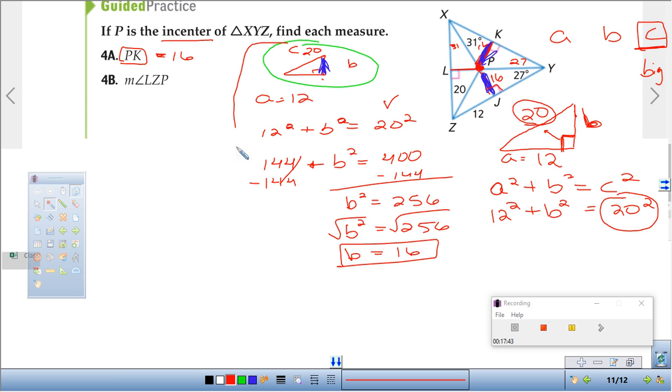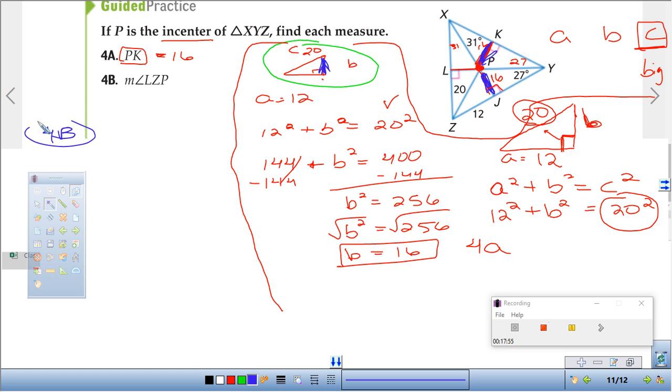Okay, so all of this, guys, is 4A. Let's try 4B now. Again, I'm sorry for my handwriting being extra messy. I know it's messy, but it seems to be extra messy because I'm just stretching out my movements.